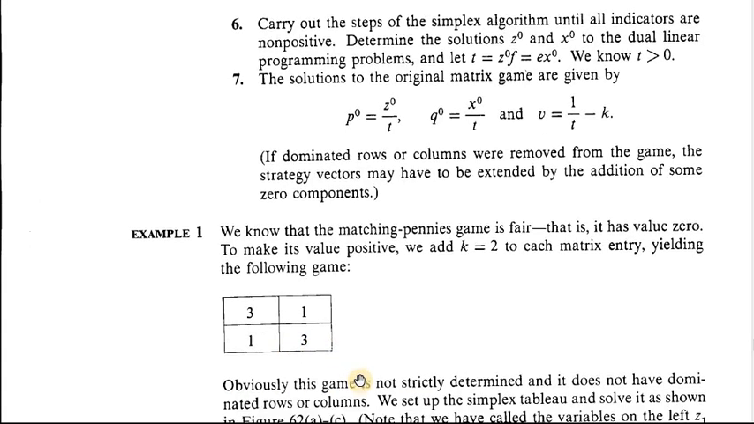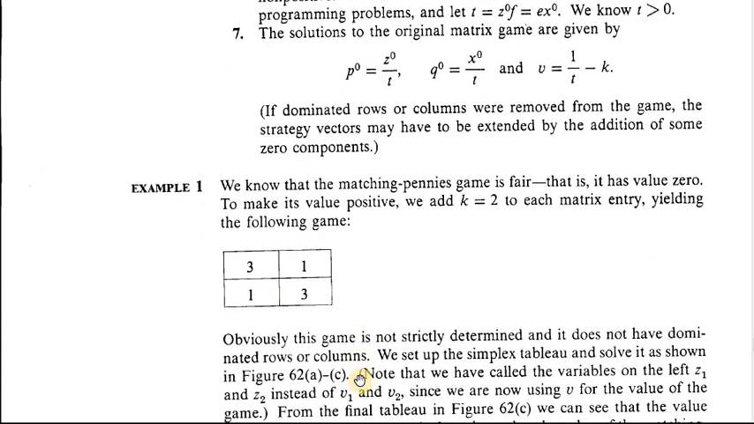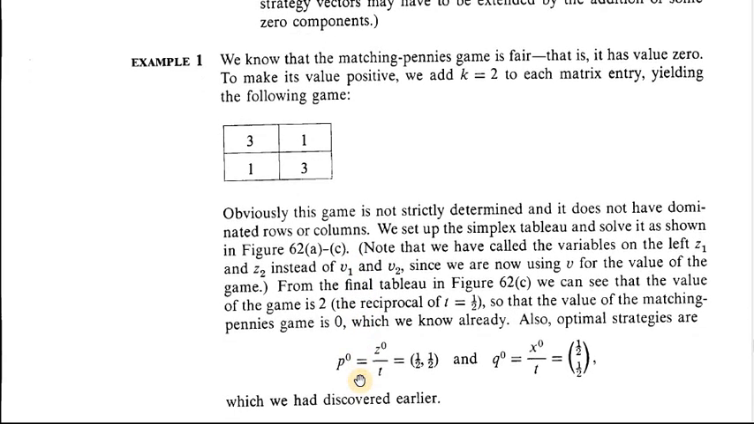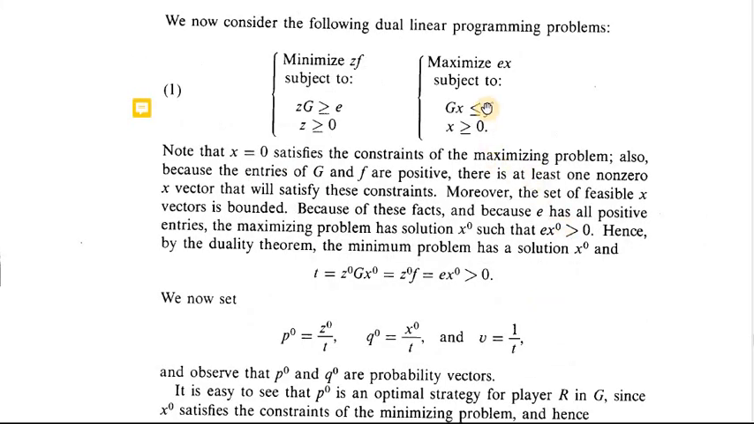Okay, this game is not strictly determined, so let's go ahead and set up our linear programming problem. What's the linear programming problem going to be? Let's take this one first. This one says I want to maximize EX, that's actually the sum of the entries of X, subject to these constraints, Gx less than or equal to f. And f, remember, is the vector with all ones.